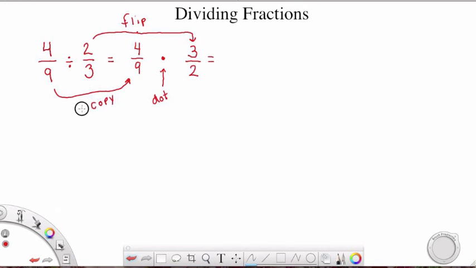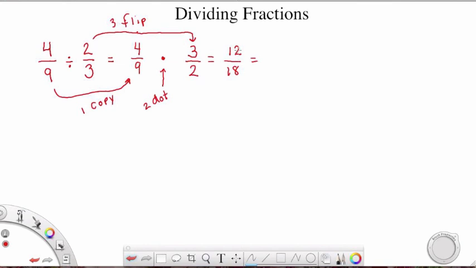So first step is copy, second step is dot, and the third step is flip. So copy, dot, flip. And now we can multiply. 4 times 3 is 12. 9 times 2 is 18. And we can reduce this. Well, what factors? Well, 2 will go into both. They're even numbers, both the numerator and denominator.